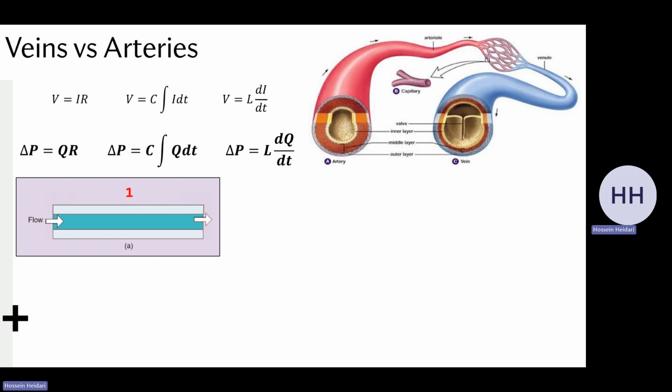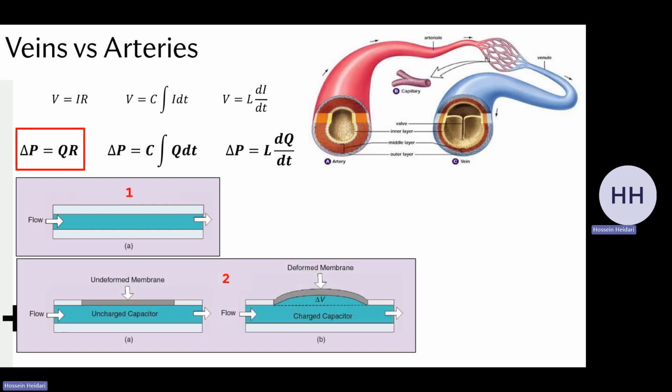So if we compare a rather rigid blood vessel that we just saw has a linear relationship, delta P and Q, with something that deforms a little bit, like the veins, these guys, because they're deformable, they have a capacitive nature.